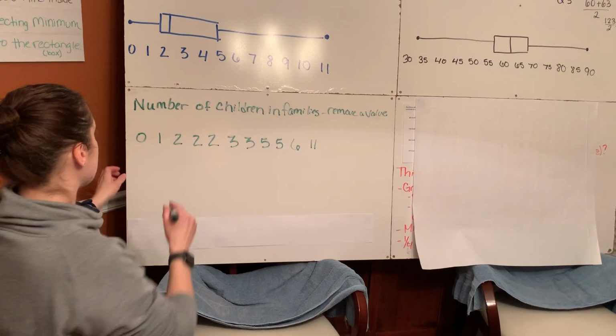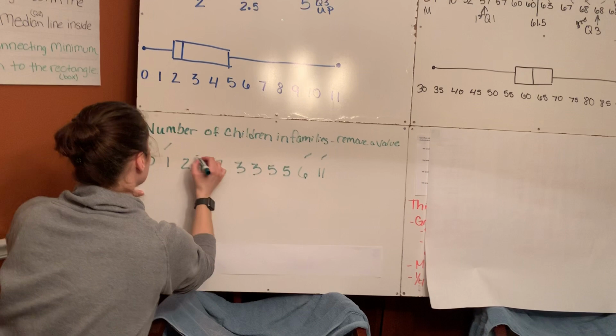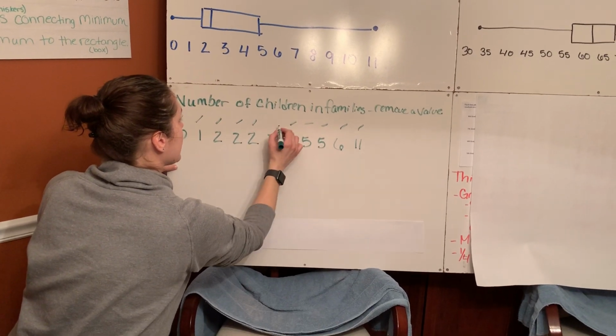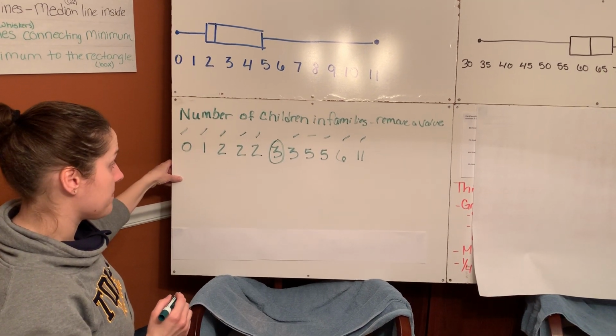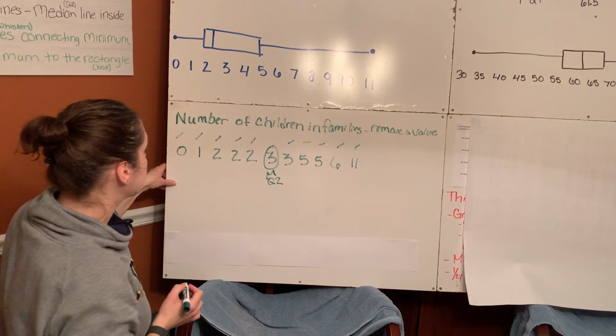Just like before, let's find the median. Left, right, left, right, left, right, left, right, left, right. Look, this time I have an exact middle of 3. So there's my median, also known as quartile 2.